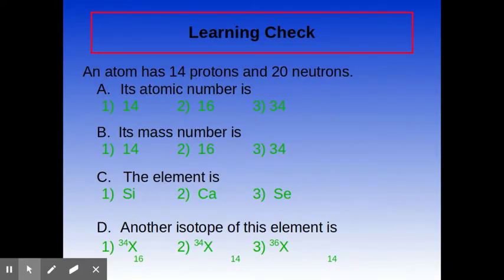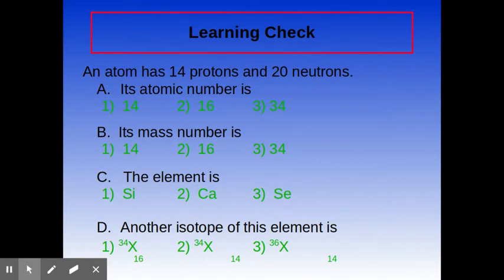All right. An atom has 14 protons and 20 neutrons. Its atomic number is what? Hopefully you said 14. So we could look at our periodic table and say, oh, that must be silicon, right? Because it has 14 protons, it has an atomic number of 14. Its mass number would be what? That's right, 34, because to find the mass, you take protons plus neutrons. The element is, oh, I already gave that away, silicon.